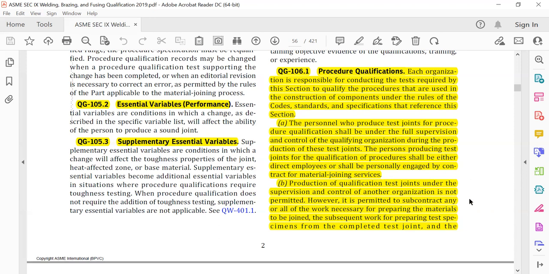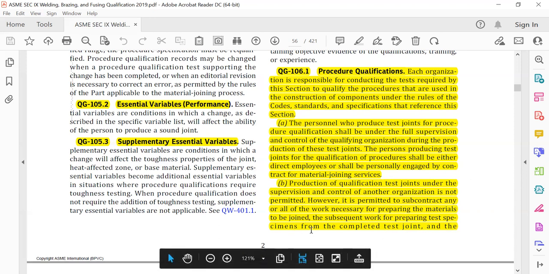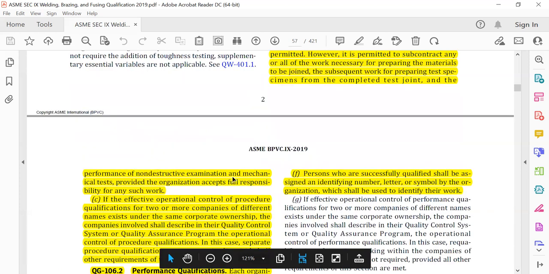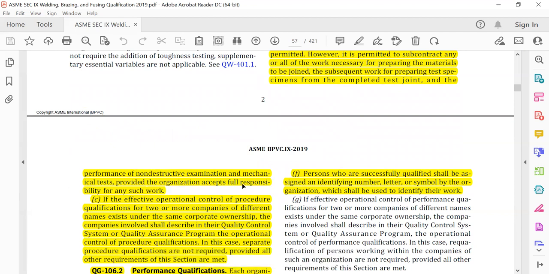However, it is permitted to subcontract any or all of the work necessary for preparing the material to be joined, and subsequent work for preparing test specimens from the complete test joint, and the performance of the nondestructive examination and mechanical tests, provided the organization accepts full responsibility for any such work.